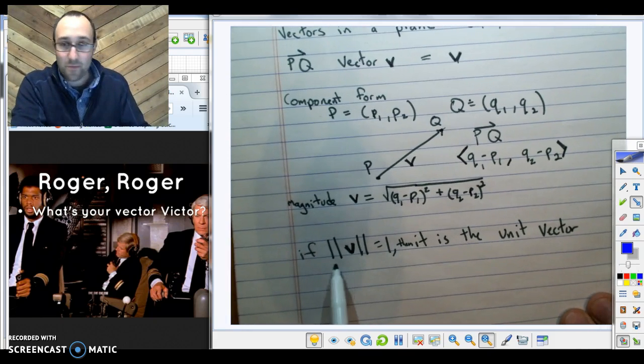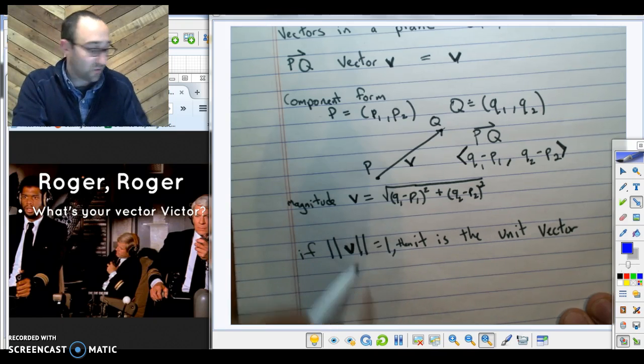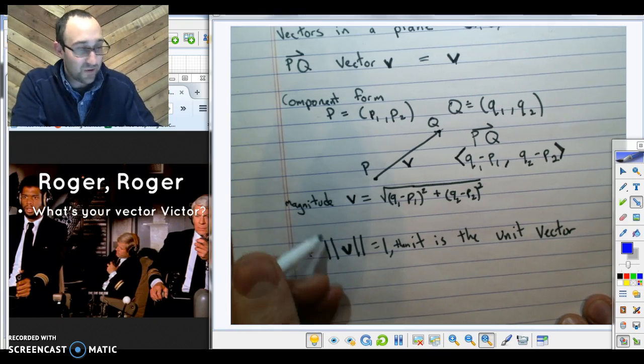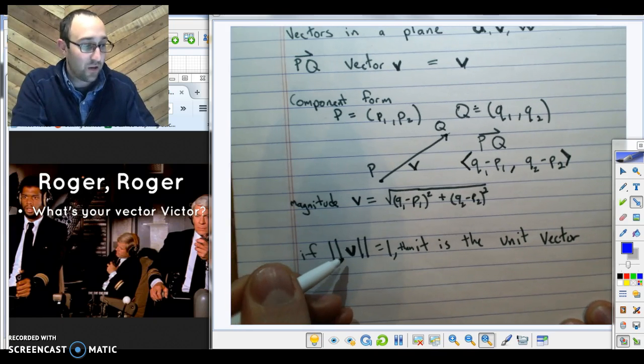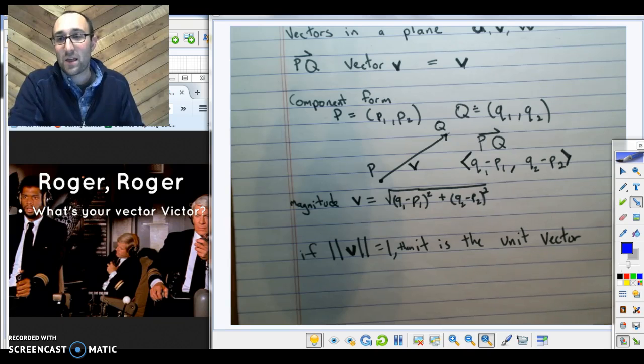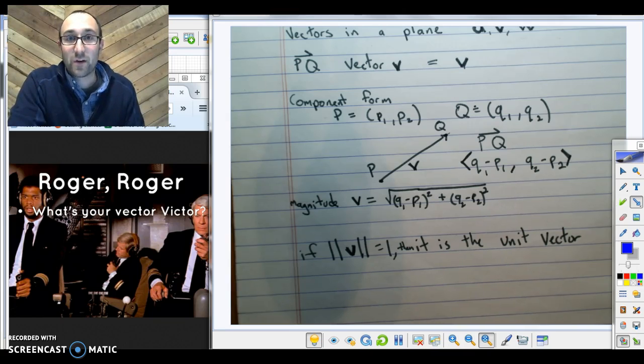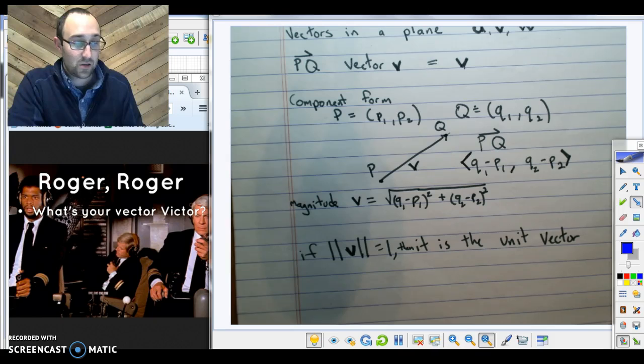Remember this means magnitude, double absolute value signs. Magnitude of bold lowercase v equals 1, then that is a unit vector, which means it only has a magnitude of 1. Everything on the unit circle, for example, is a vector of magnitude 1, because it always goes out to a total of 1, because the radius of the circle is 1. So that would be a time where a unit vector has magnitude 1.